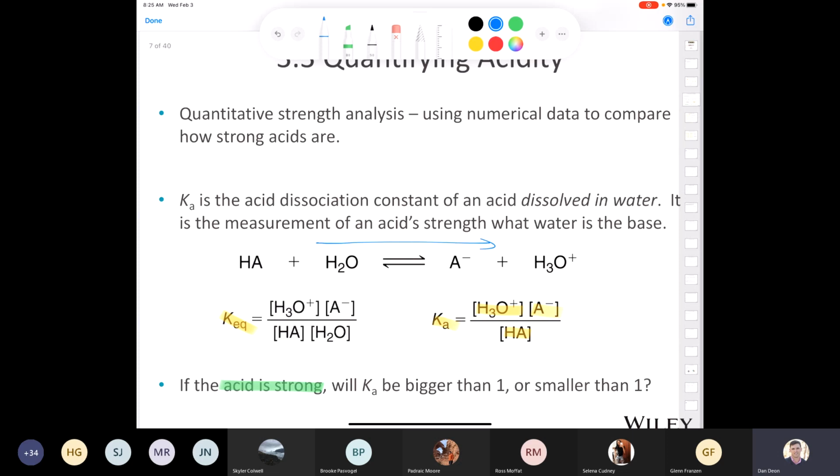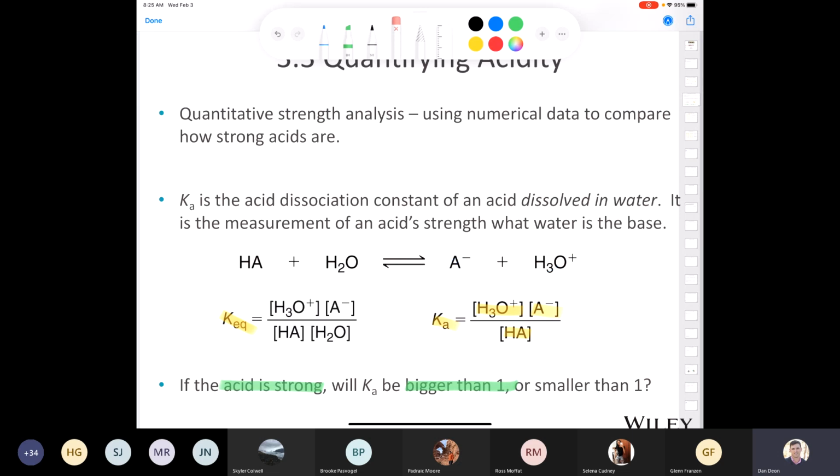So the stronger the acid, the farther the equilibrium is going to lie to the product side. The farther the equilibrium lies to this side, the greater the numerator will be and the smaller the denominator will be. If you have a big number on top and a small number on the bottom, you end up with a number like this. If you reverse it, if you had a small number for the products and a big number for the reactants, then you'd end up with a number smaller than 1, right? So if we have a strong acid, then the Ka is going to be larger than 1, okay? The stronger the acid, the larger the Ka.